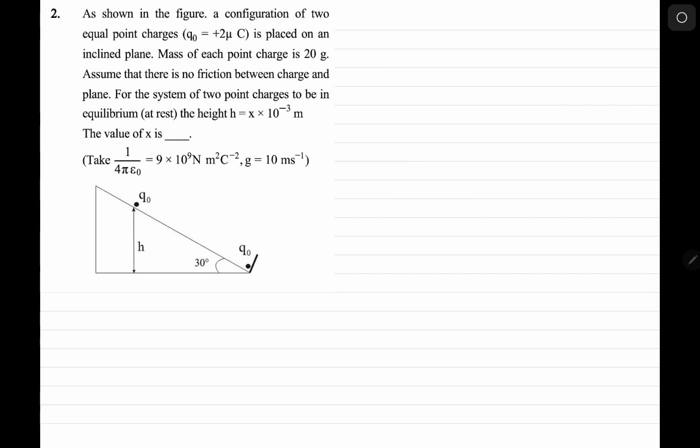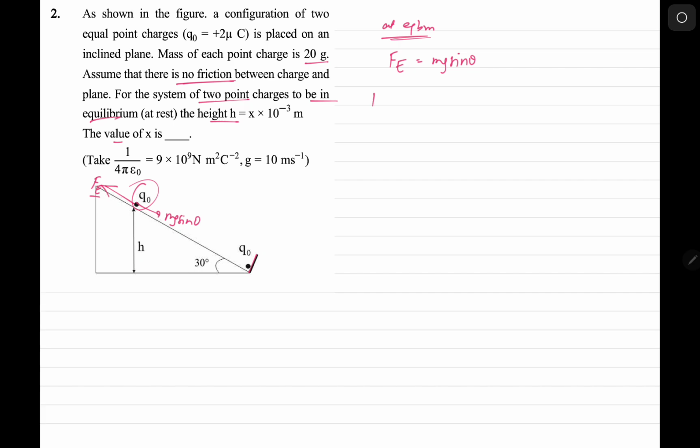Question number 2. As shown in the figure, a configuration of two equal point charges is placed on the inclined plane. Again in this question we are going to use Newton's laws of motion. The system of 2 point charges is in equilibrium at rest at a height. So both the charges are in equilibrium. Q naught is already placed along that wall here. So let's focus on the Q naught. There will be a repulsion from the Q naught side in this direction, and we know there is mg sine theta and there is a repulsion. So we have to just equate these two forces. So Fe is equal to mg sine theta, because it is in equilibrium.